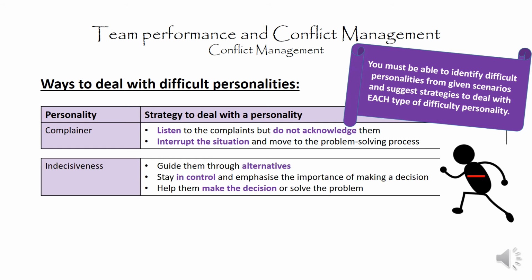The indecisive person, the person that cannot make a choice, we have to guide them through the different alternatives, and we have to stay in control. We have to control the situation and emphasize the importance of making a decision, right? Tell him, yes, I know it's hard to make a decision, but we have to make a decision. Right, you've got 5 alternatives, let's eliminate one. Let's start with eliminating one, okay? Now there's 4 left, right, let's eliminate another one.